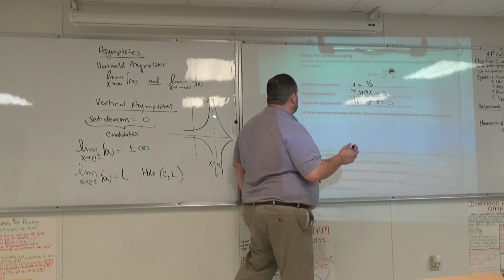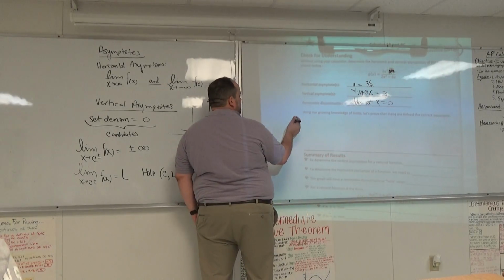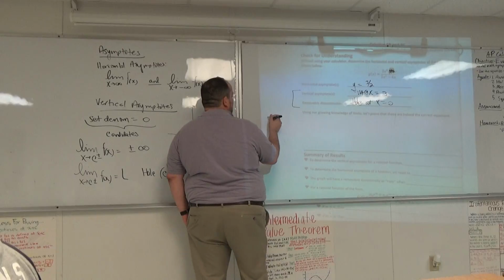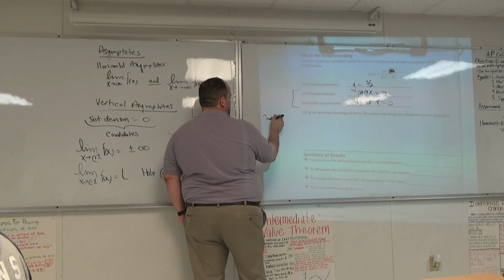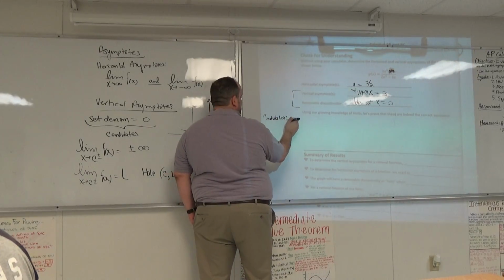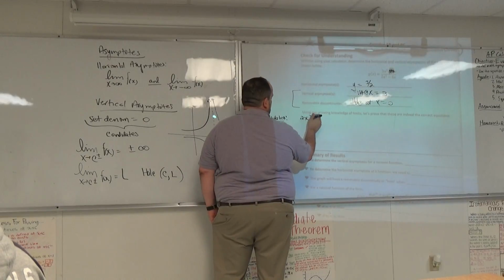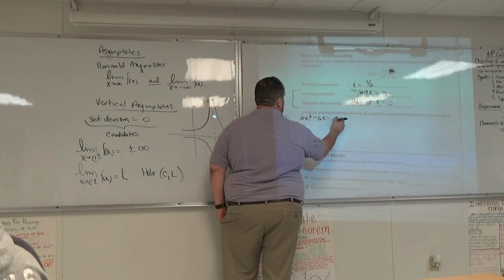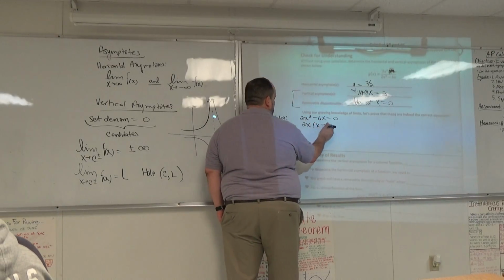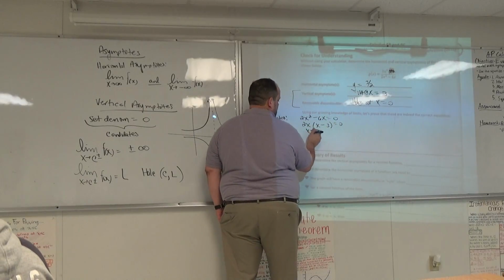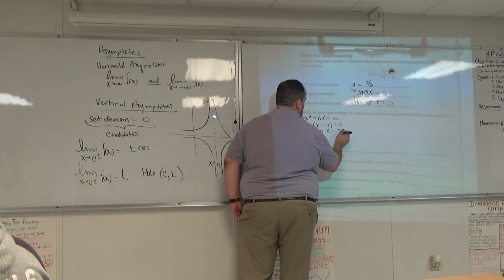That's part of it. Here's the thing. The way I would make a decision about these two has to involve examining your candidates. It's going to involve a limit conversation. So if 2x squared minus 6x is equal to 0, I know we can solve this pretty quickly and get that x equals 0 or x equals 3.